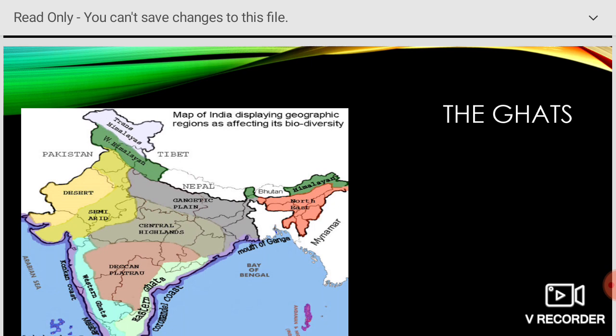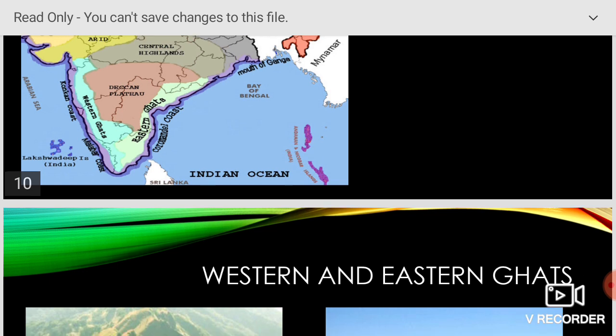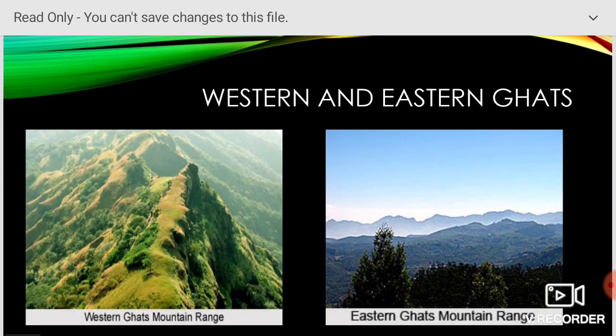The Ghats. In this picture you can see, at the side of the Arabian Sea, the Western Ghats, and at the side of the Bay of Bengal, the Eastern Ghats. Western and Eastern Ghats.